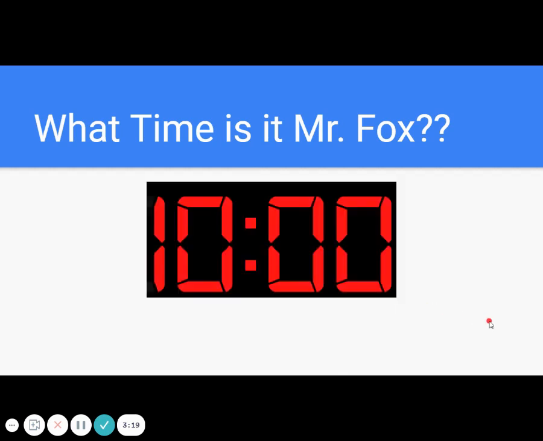Good job. What time is it, Mr. Fox? It is 10 o'clock. So, how did you know? If you said because the 10 is before the colon, you are correct because this is a digital clock, and that's how we tell time on our digital clocks.